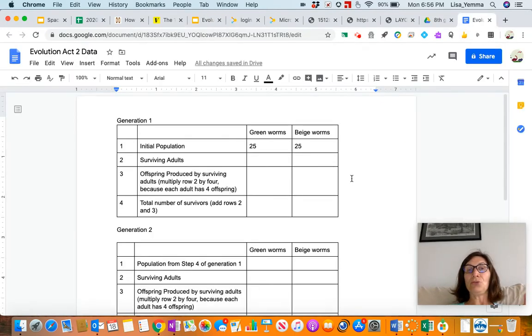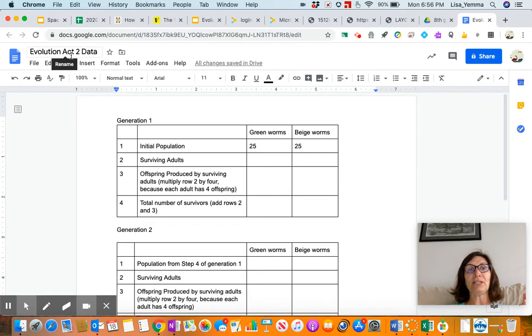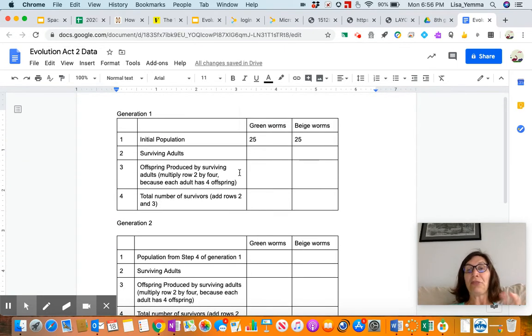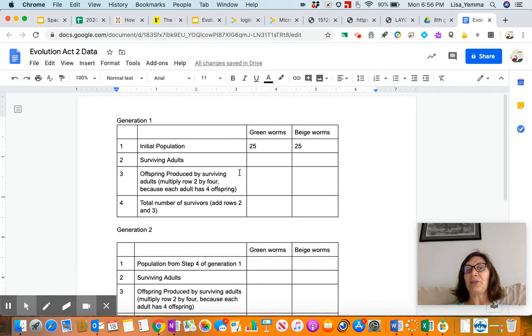So here's what you're going to do. Open your Google Doc, called Evolution Act 2 Data. In this Act 2 data, you've got 3 generations that we're going to track, and there's an analysis question at the bottom. We're going to track these generations by watching a short video, and you're going to use the video information to fill out your data table. I'll help you with the first couple of pieces of data, then I'll let you continue watching, and then we'll come back together.